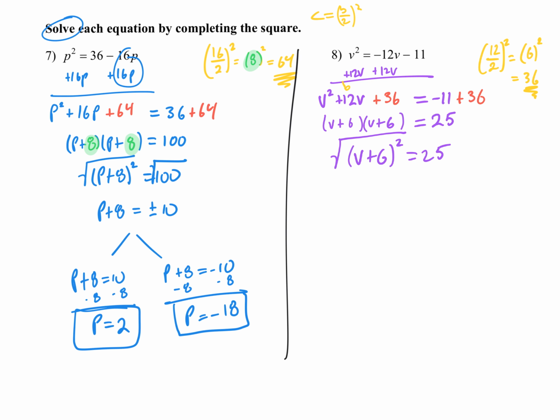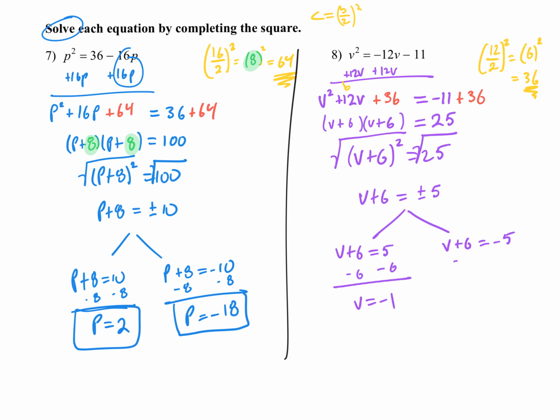Taking the square root, v plus 6 is equal to plus or minus 5. Split that up into 2. V plus 6 is equal to 5, or v plus 6 is equal to negative 5. Subtracting 6, I get v is equal to negative 1. Subtracting 6 from both sides, I get v is equal to negative 11. And those are my two answers.